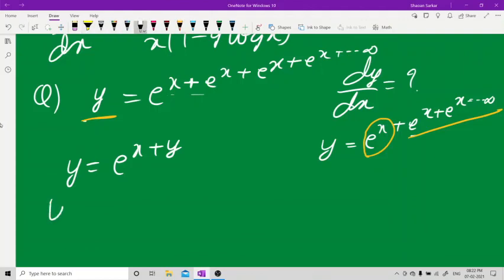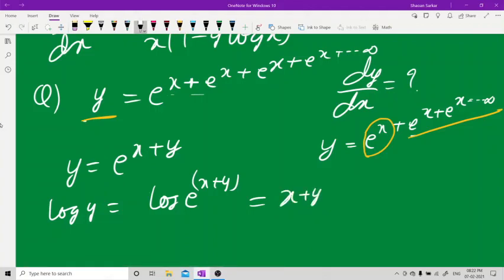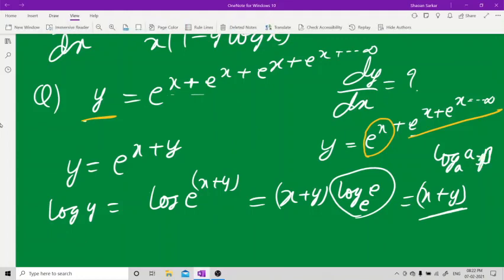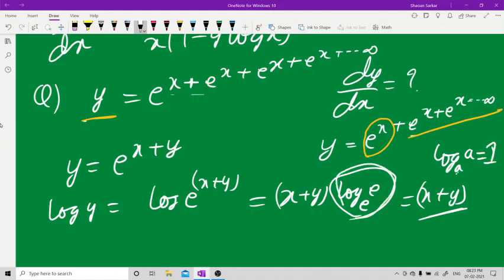Now take log: log y is equal to log e to the power of x plus y. This is nothing but x plus y into log e, and this is also base e. Remember one thing, when the log base and the number are the same, log a is always 1. So this quantity is 1, so this is x plus y.